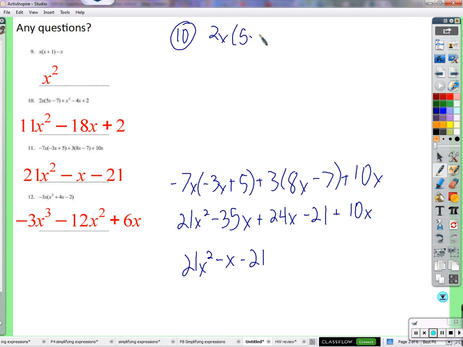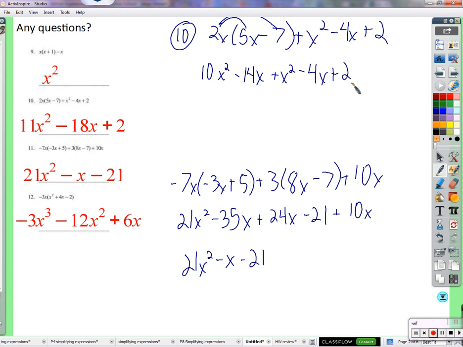2x times 5x minus 7 plus x squared minus 4x plus 2. All right, distributing the 2x to both of these, we get 10. Right, 2 times 5 is 10, x times x is x squared. 2x times negative 7, negative 14x. That's been distributed. If I could combine any of the things that were the same here, I would, but there aren't. So I'm just going to write it down again. Now we have a 10x squared, we have 1x squared. Altogether we have 11 of those x squareds. Negative 14x minus 4x, negative 18x plus 2.